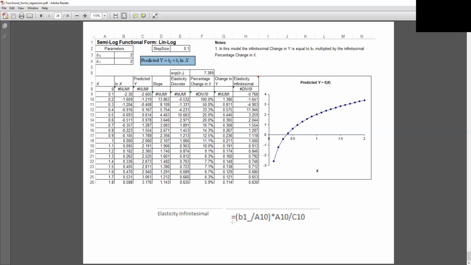In the formula, we have beta 1, the slope, divided by A10. What is A? This one, right? Then into A10 by C10. So A is your x and C is your predicted y. In that way, you'll be able to estimate the point elasticity or elasticity infinitesimal.